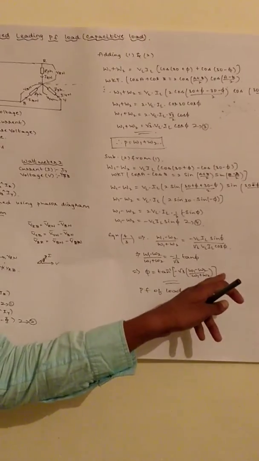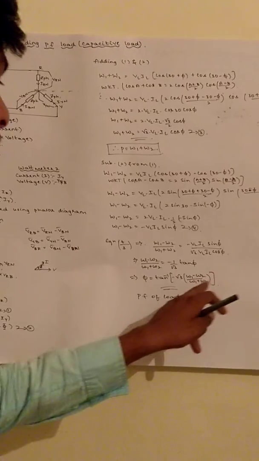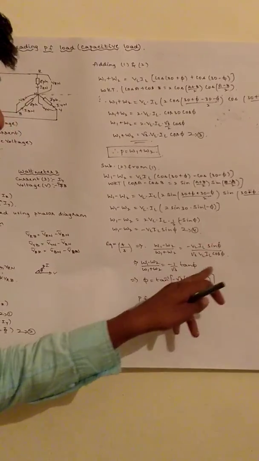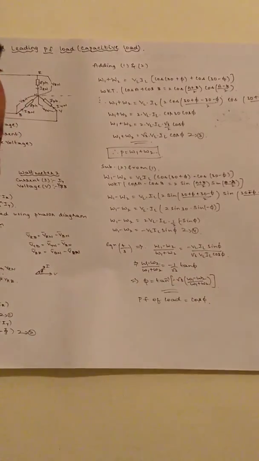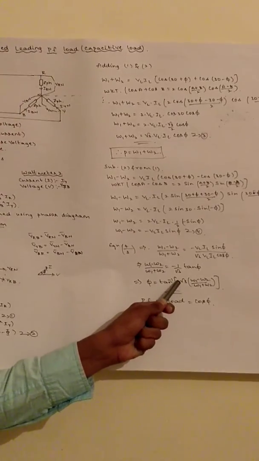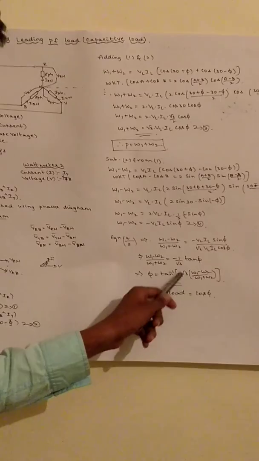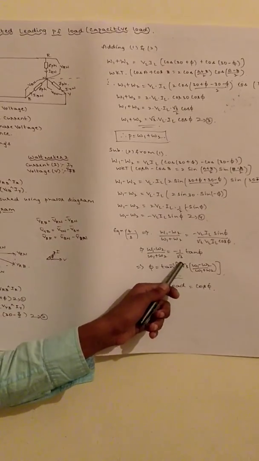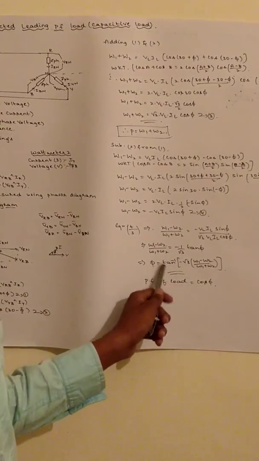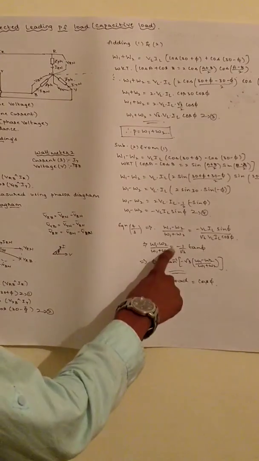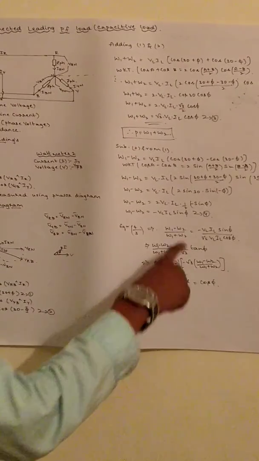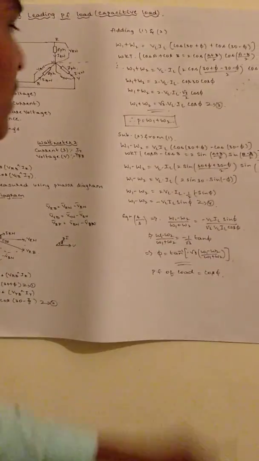On this simplification, the negative sign indicates that the power factor of a capacitive load is leading. If there was a positive sign instead, then the circuit would be lagging, that is, an inductive circuit. Therefore, the power factor of the load is cos phi. Thank you.